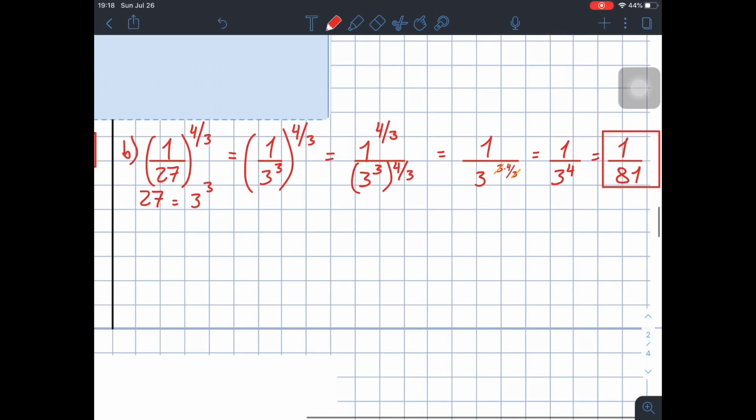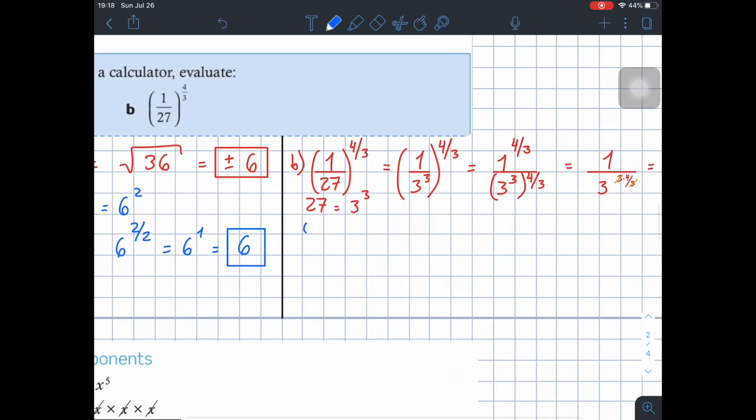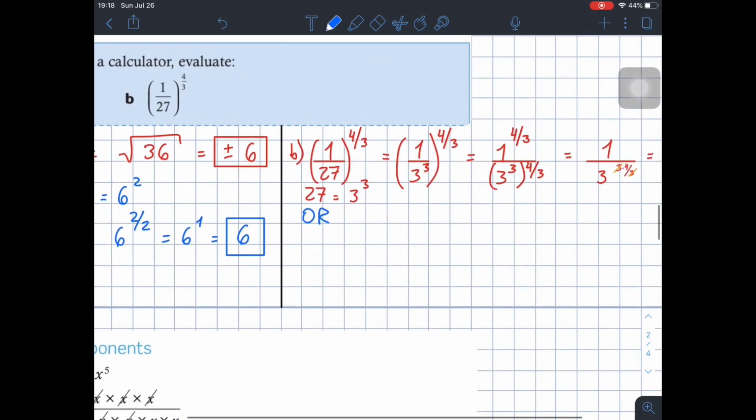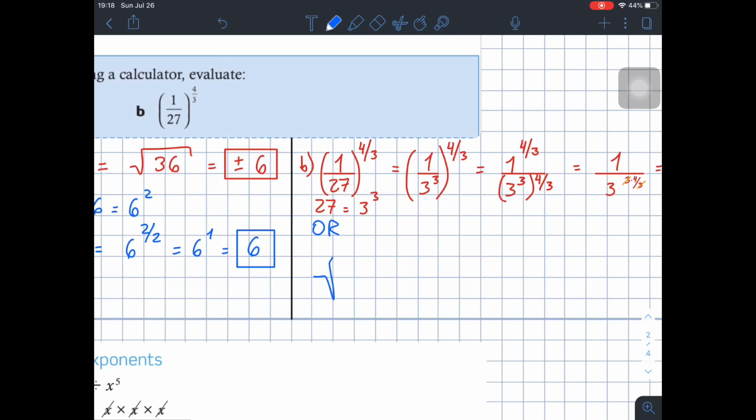Okay, there's another way of solving this, but let's see. This could get a little bit messier, but let's see. So another way, we could say that since this is to the power of 4/3, we can rewrite this as the cubic root of 1 over 27 to the 4th power, right? By using the root law. I'm going to make this a little bit smaller.